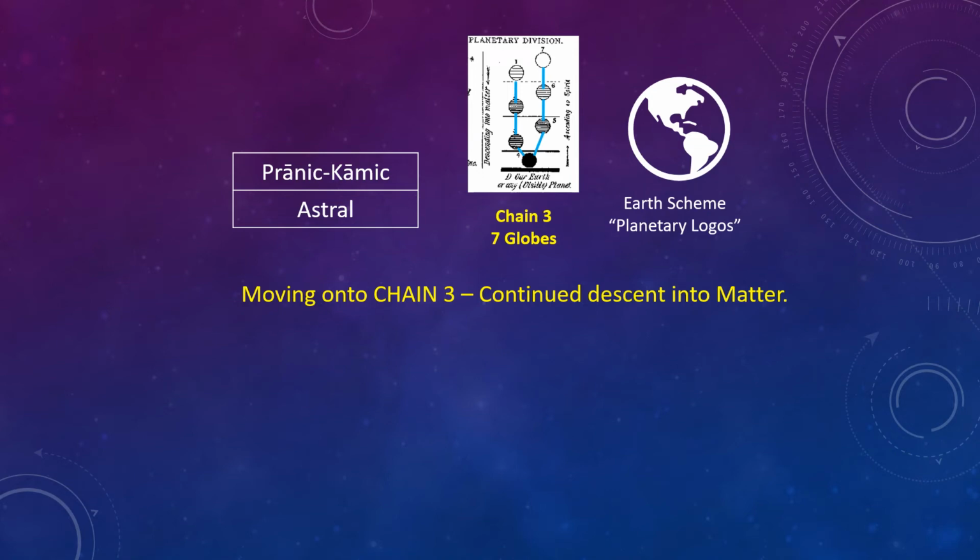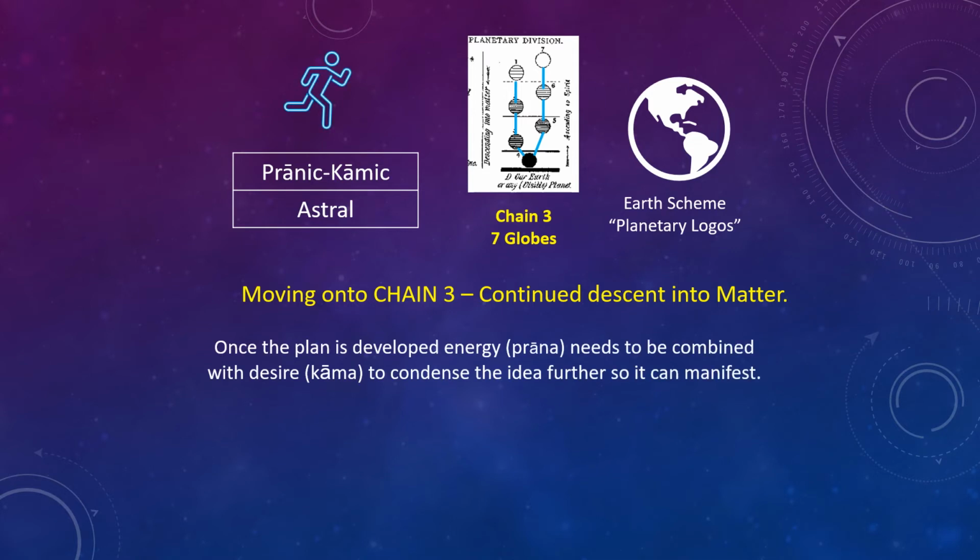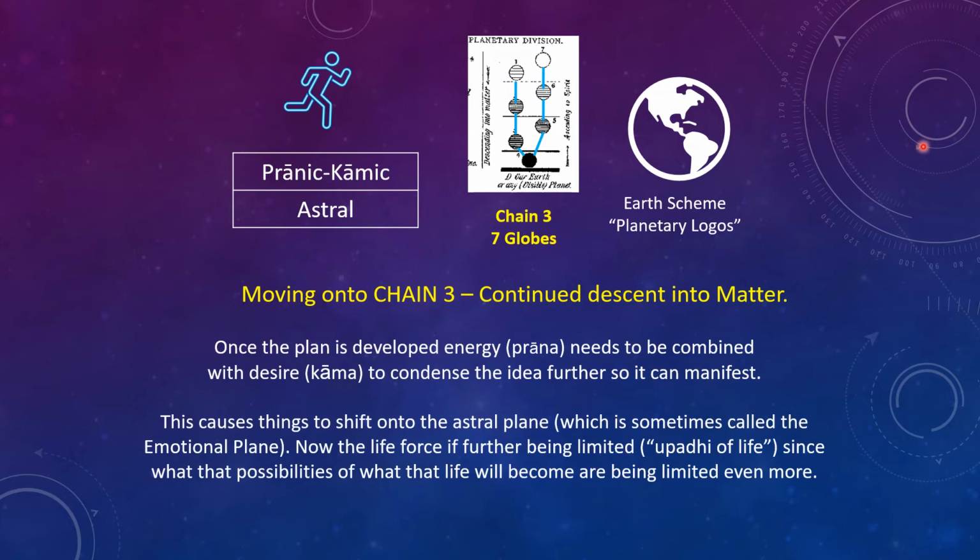And finally, we're into chain 3, the last of the first 3 chains having to do with when the earth is in the womb, so to speak, and hasn't yet been born. Once the plan is developed, the energy or prana needs to be combined with desire, the kama, to condense the idea further so it can manifest pranic, kamic, and also the astral plane in the source chart.